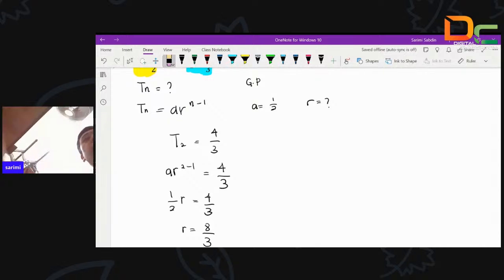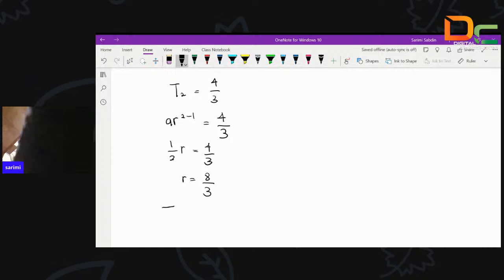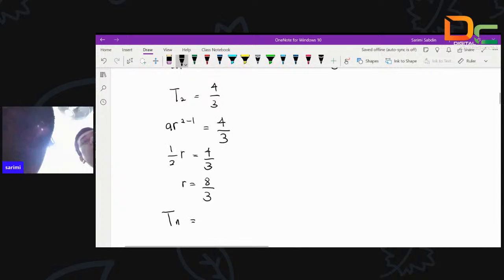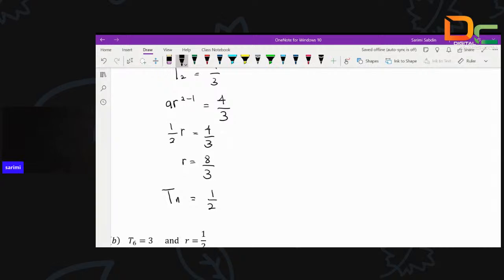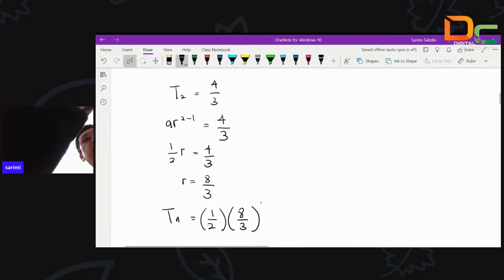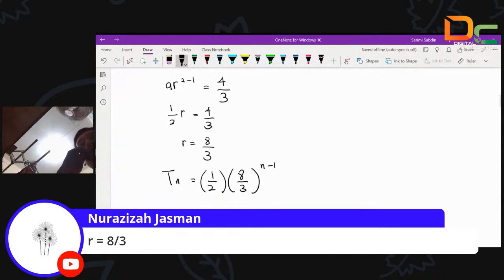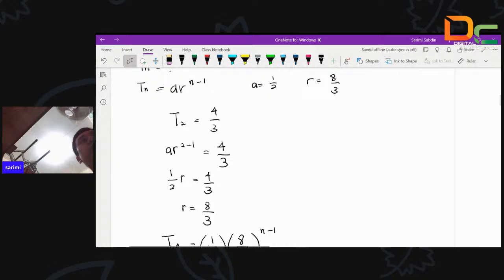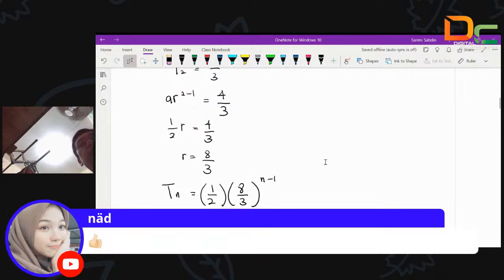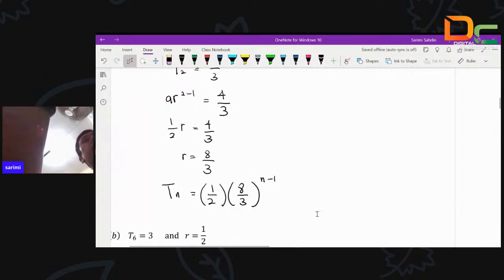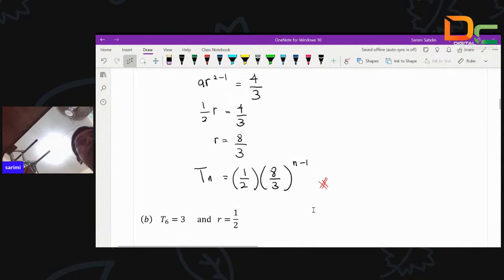So settled. We already have everything that we want, which is a and r. a is half, r is 8 over 3. So now we can substitute those values into the formula of Tn. So Tn is equal to a, which is half, and r is 8 over 3, to the power of n minus 1. So we get the general formula for Tn for this sequence, which is 1 over 2 times 8 over 3 to the power of n minus 1. So we get the answer for the first question.